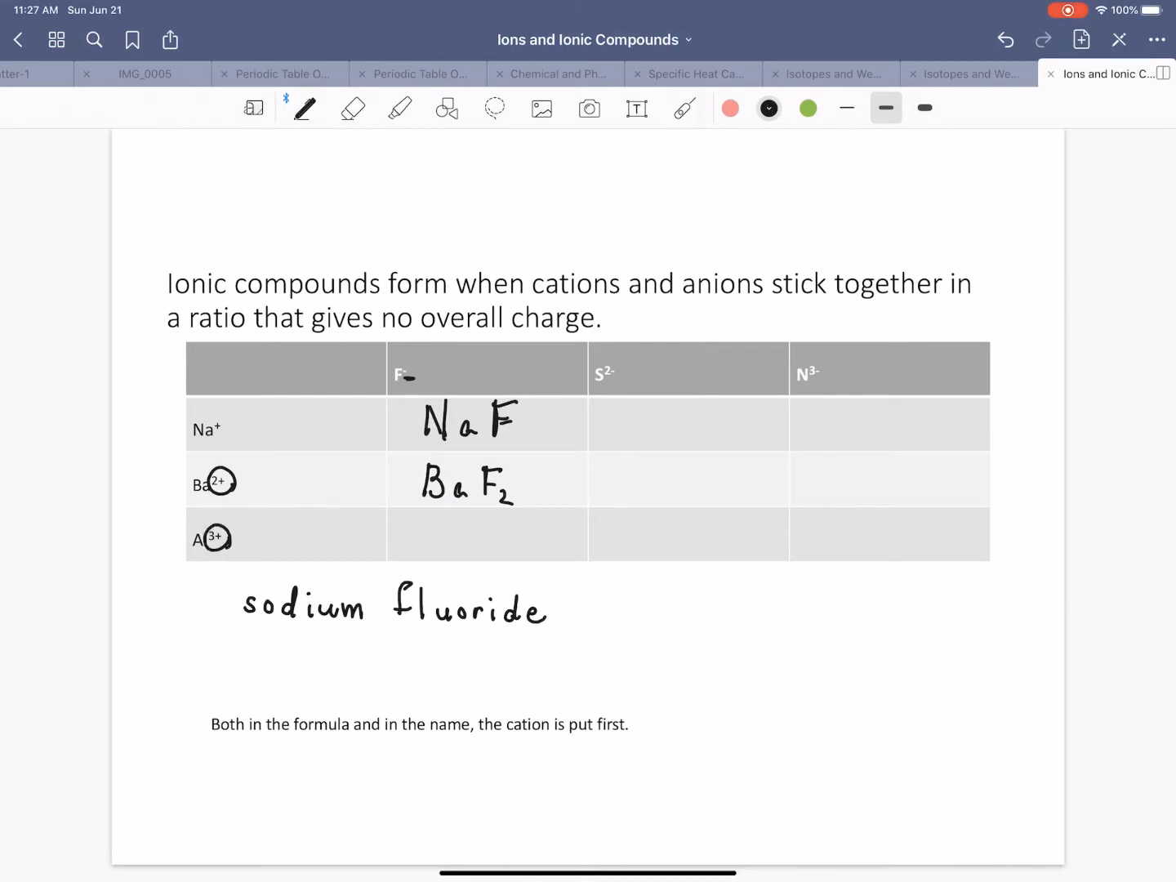Aluminum ion. Aluminum is a metal in group 3. Metals lose electrons. How many? It loses 3 electrons. Aluminum has a +3 charge. Fluoride has a -1 charge. We're going to need 3 fluorides to balance that +3 aluminum charge.